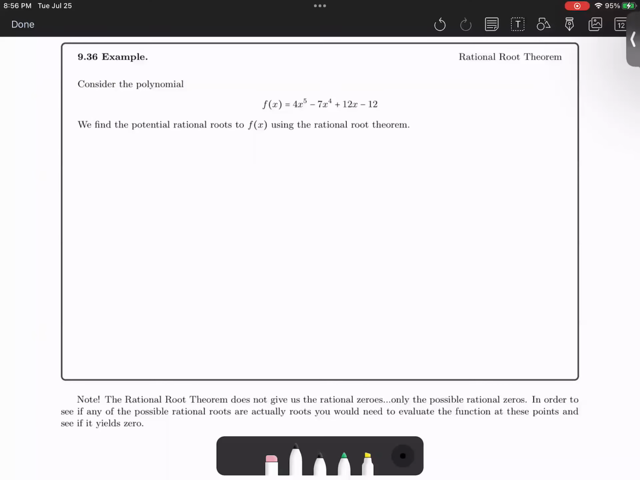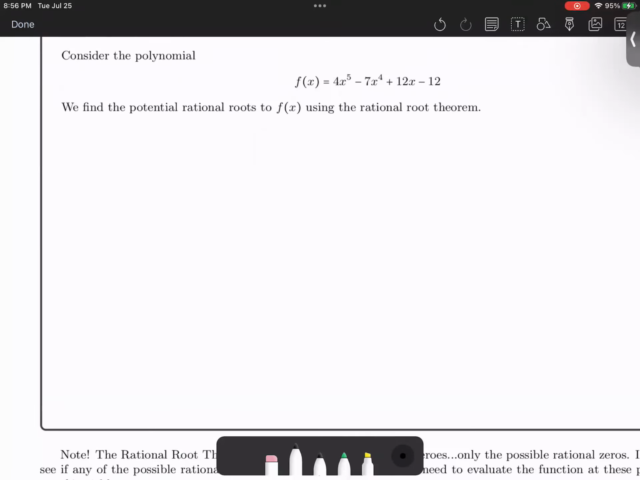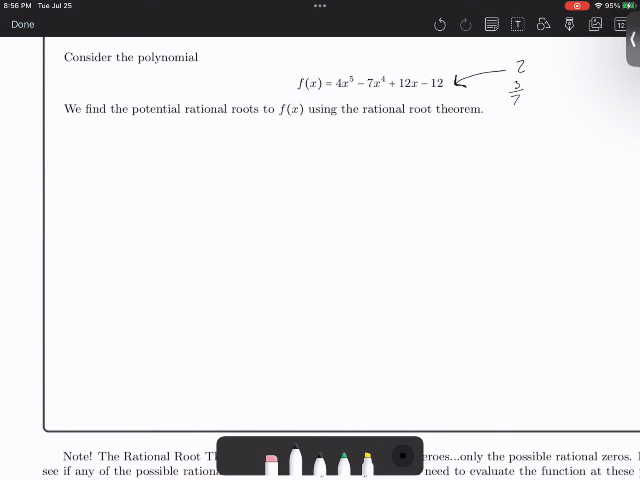Let's use the rational root theorem to give all of the possible rational roots to this polynomial. So the rational root theorem tells me that the possible rational roots, what does that mean? It's a root, a zero of this function that can be written as a fraction. So we're looking at, maybe 2 makes this 0, or maybe 3/7 makes this 0, right? Something rational.